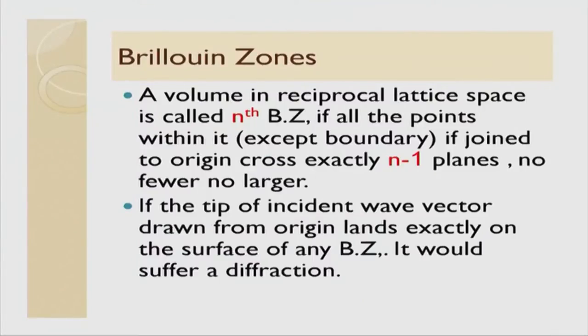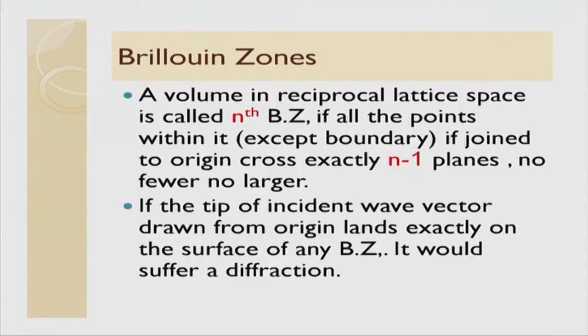So, this is what we define as a Brillouin zone: a volume in the reciprocal lattice space, of course in two dimensions it will be an area. A volume in reciprocal lattice space is called the nth Brillouin zone if all the points within it, except the boundary of course, when joined to the origin cross exactly n minus 1 planes, or in two dimensions n minus 1 lines, no fewer, no more.